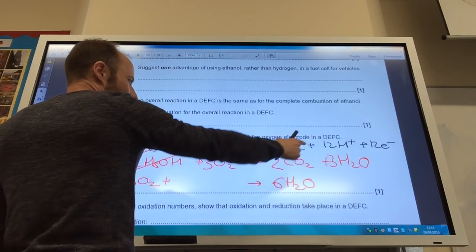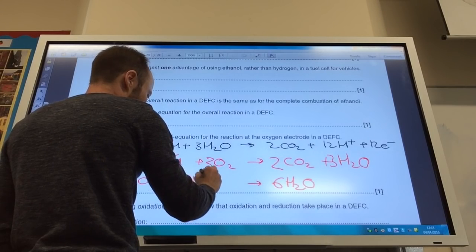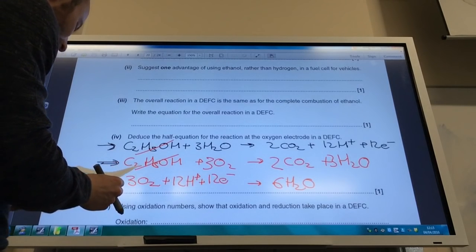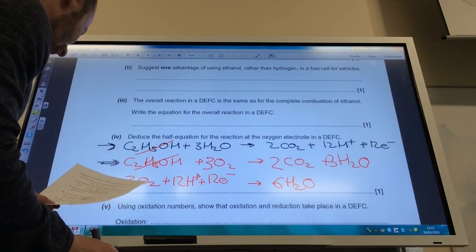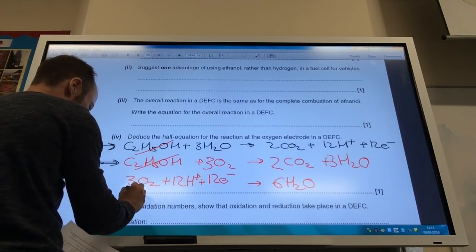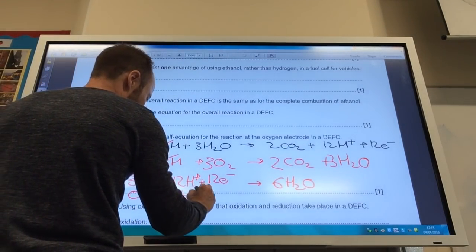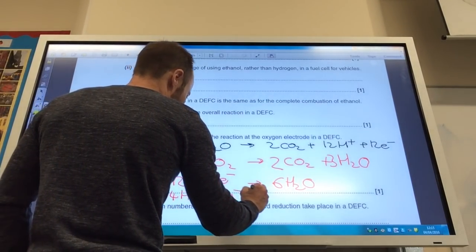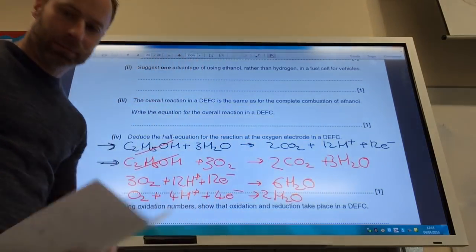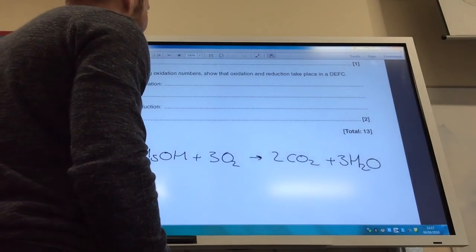Now I've got 12H plus in this half equation, which don't appear here, so let's get rid of those 12H plus and also 12 electrons, which I'm going to need to get rid of as well. And I think that will be it. So obviously you can simplify that. You can divide by 3 and you end up with 3O2 plus 12H plus 12 electrons to give me 6H2O, like so. Okay, so I now need to use oxidation numbers to show that oxidation and reduction takes place.